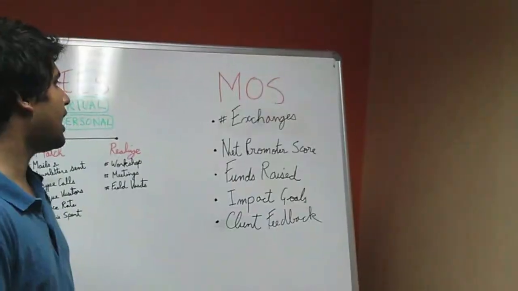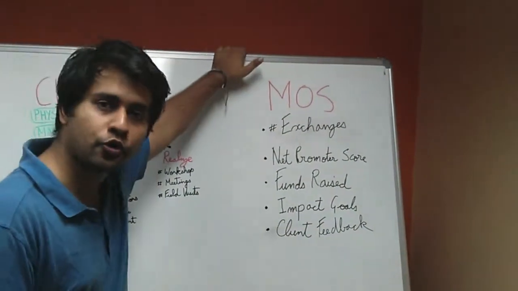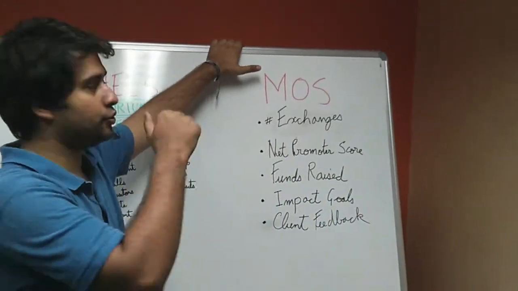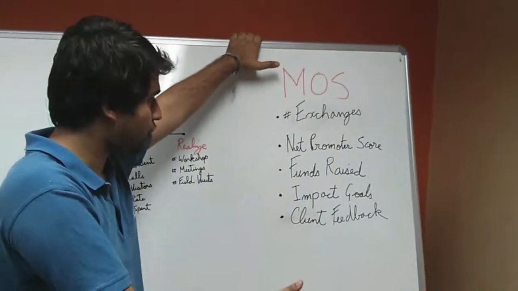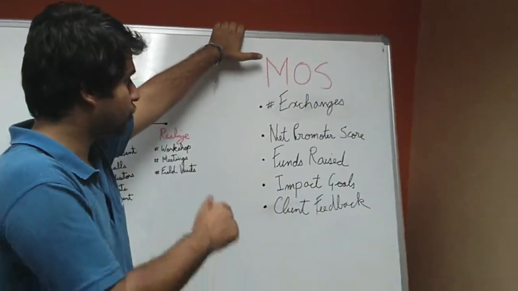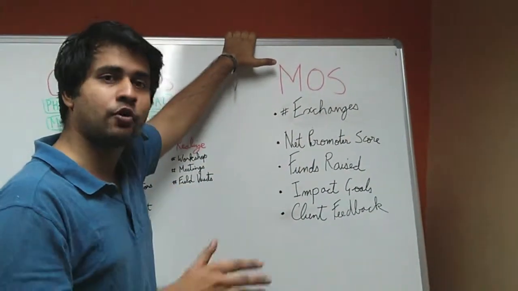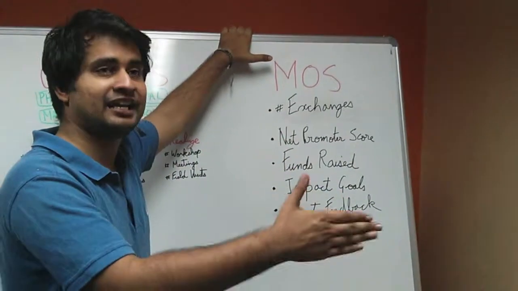through the channels. And now going to the most ultimate part, the measure of success. How do you know that your project has been successful? Very simple. You see the number of exchanges done in that project. You look at the net promoter score of the EPs. You look at the funds raised for that project. You look at the impact goals. Has the project been able to achieve the impact goals it had defined?